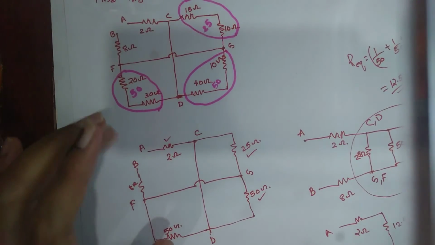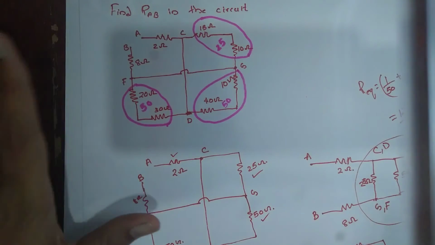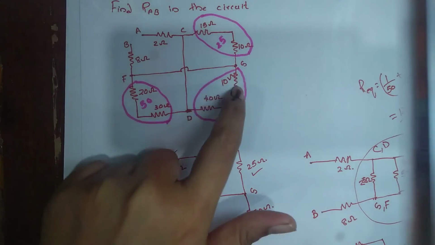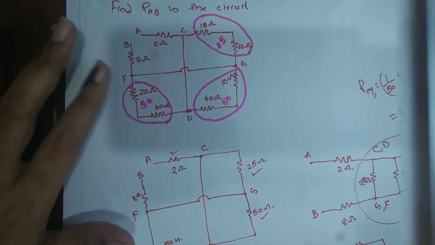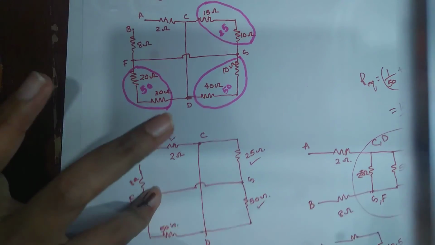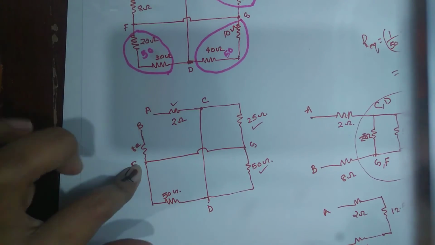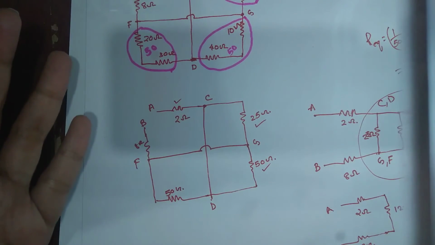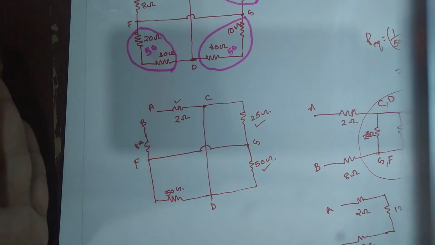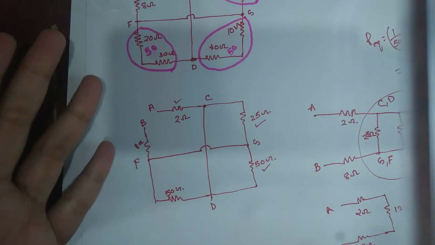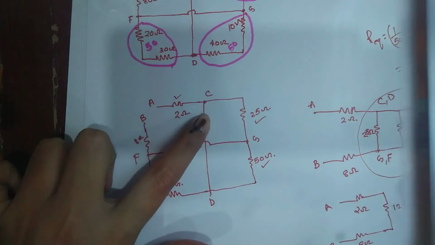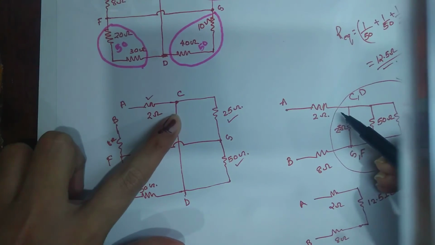So what I have done: first, before redrawing, I checked and found that these two are in series, these two are in series, and these two are in series. So I redrew the simplified circuit. Then after making the simplified circuit, I didn't understand anything, the connections are so crossed. So I planned to redraw the circuit. So first I took A and C. A and C is 2 ohm.